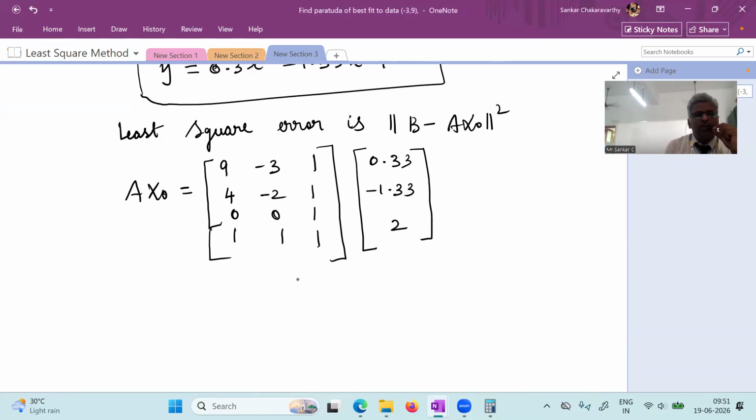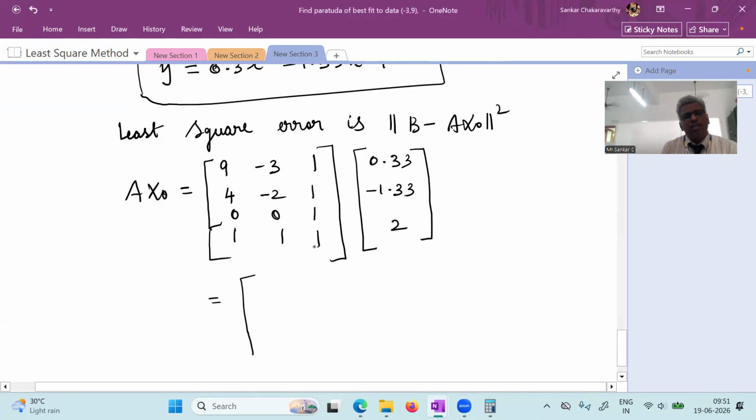Now you multiply this here. By multiplying this, you can obtain the solution. That is, by taking the first row and multiplying with this column here, the solution you are getting is 9. By taking the second row and multiplying with this column here, it is 6. By taking the third row and multiplying with this column here, it is 2. By taking the fourth row and multiplying with this column here, it is 1. And this is ax naught.